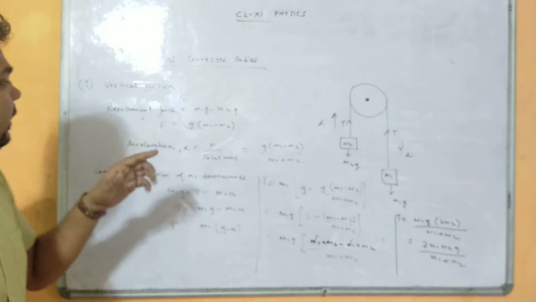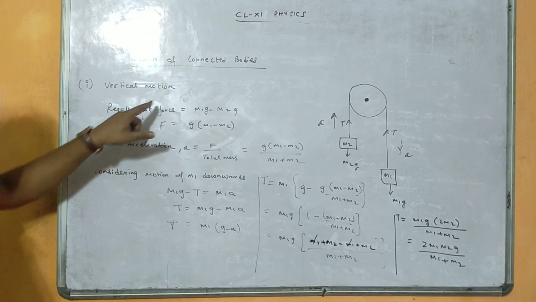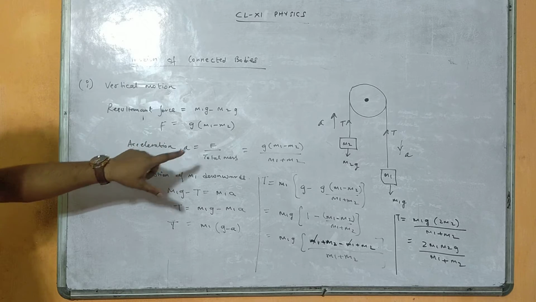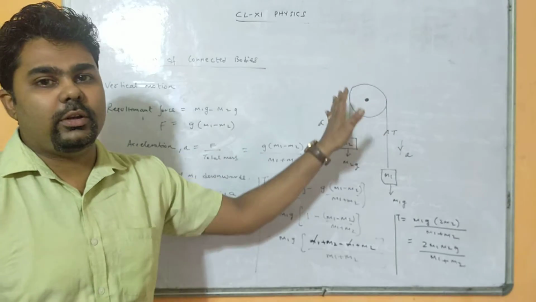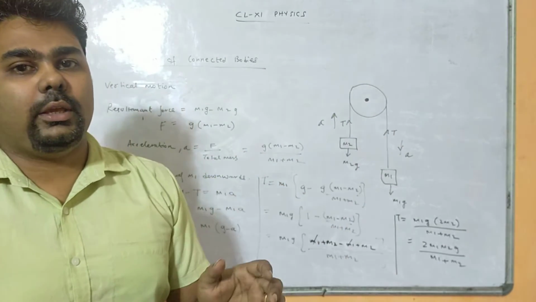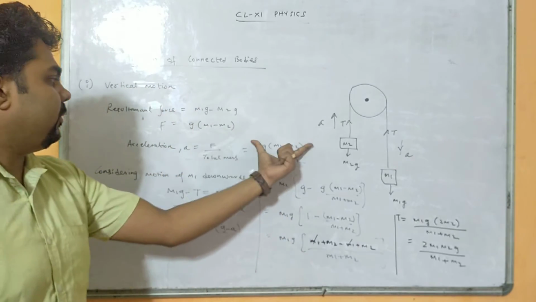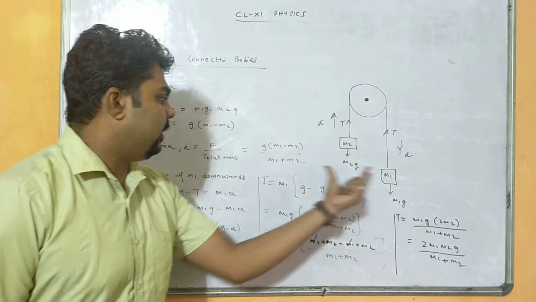Now in order to calculate the acceleration of the system, from m1g minus m2g, I have taken g common. Now what will be the acceleration of the system? F equals ma, or a equals F divided by total mass. That F is given by this, right? And the total mass is m1 plus m2.